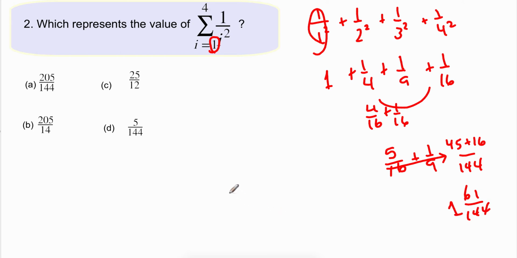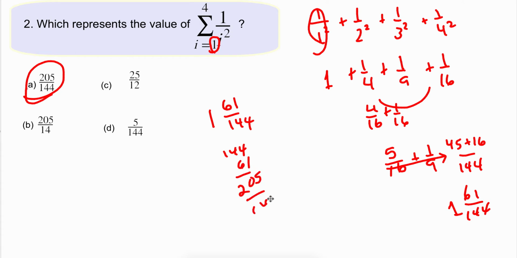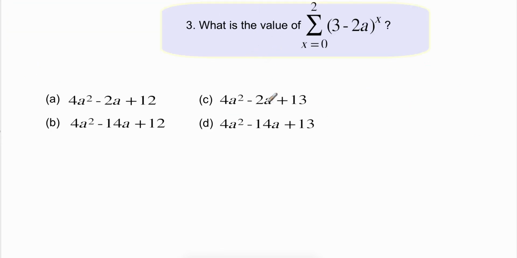So what is 1 and 61 over 144? Well, I'm thinking it's going to be this. And let's do this. That's 144 plus 61, which is 205 over 144. Yep, I'm right. All right, next one.